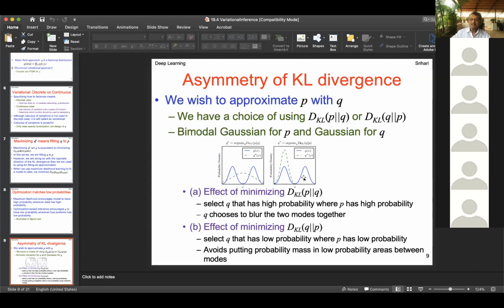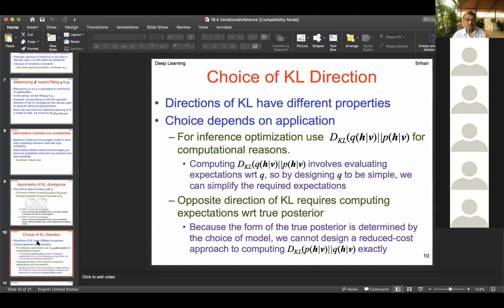So that's a very interesting concept, that just because you're using Kullback-Leibler divergence doesn't mean you're going to get a unique solution. It depends on whether you are fitting the model to the data or the data to the model, and you might get different answers based on the KL divergence here. So the choice of KL divergence, they have different properties as we just saw. And the choice depends on application.